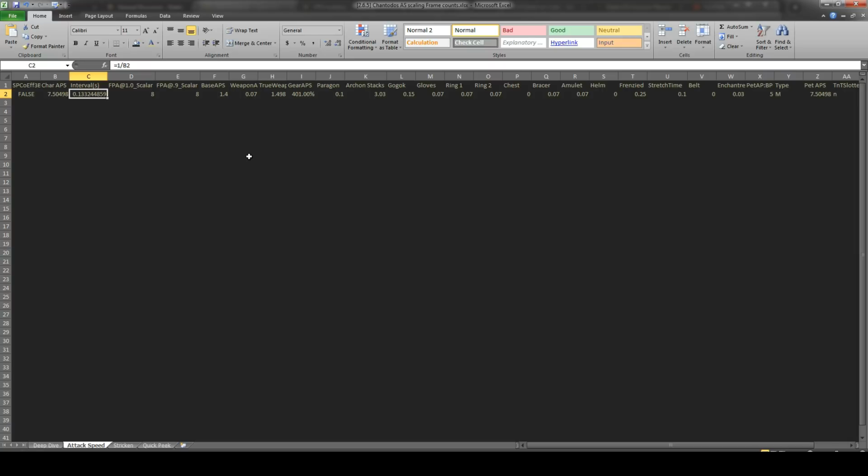So if the scaling was uncapped, we would see somewhere in the range of 7 attacks per second, and the FPA, the frames per attack, would be closer to 8. Here's a 1.0 scaler, here's a 1.9 scaler, and they both came out to 8 frames. But that's not what we're seeing. We're seeing 11, right? So it definitely acts similar to Stricken.